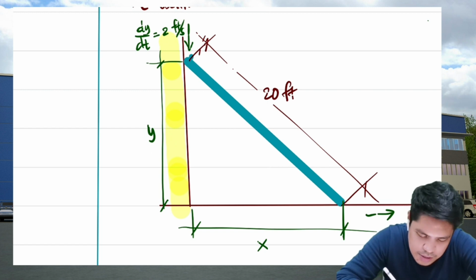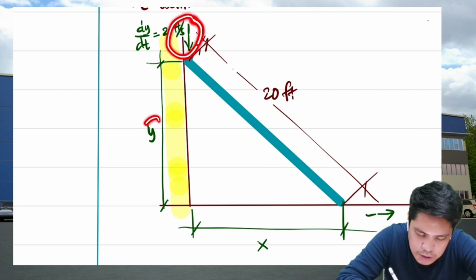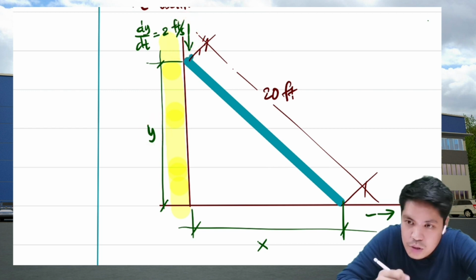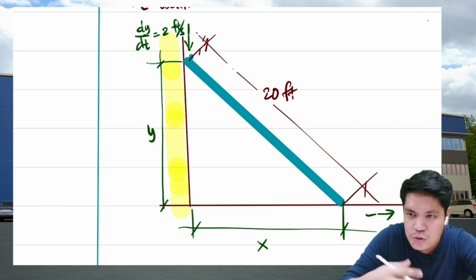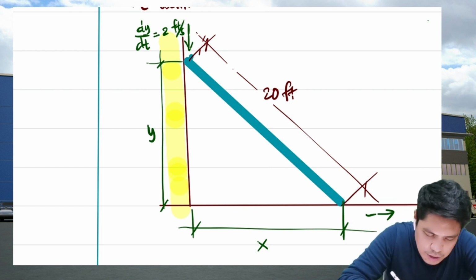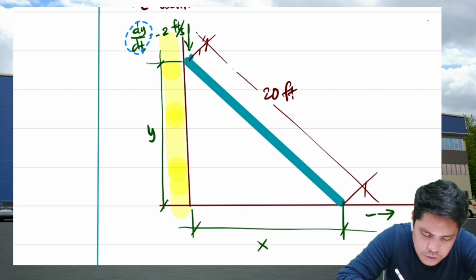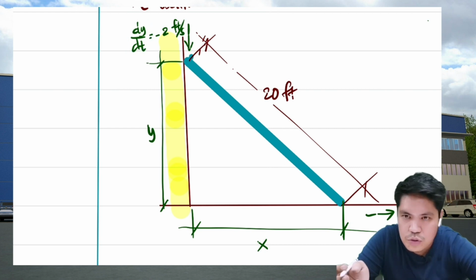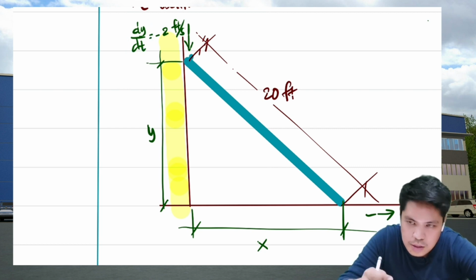Now, since the effect of this movement is to decrease y, therefore the rate is negative, right? Because the effect is to decrease. So, to be exact, this should be dy over dt. The value of dy over dt is negative 2 feet per second.